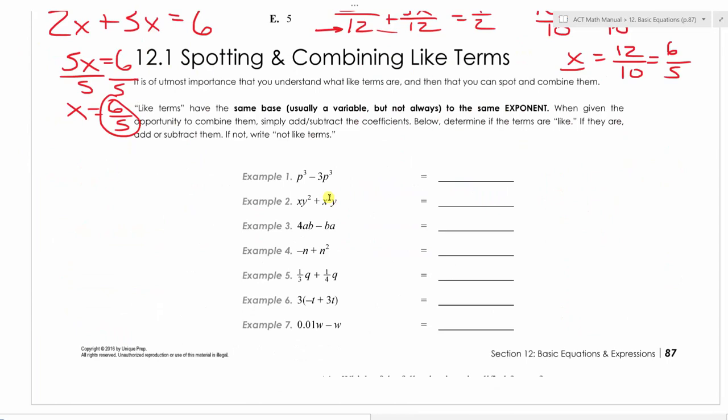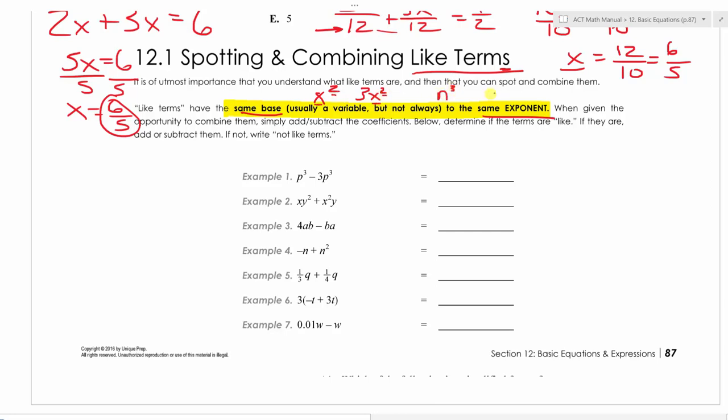Now, like terms, spotting and combining like terms. First things first, you have to know what a like term is. Like terms, I should say, you have to have multiple terms in order to have like terms. Things with the same base, and remember that base does not have to be a variable, it could be a number, but things with the same base and the same exponent. So x squared and 3x squared. These are like terms because we have same base, same exponent.